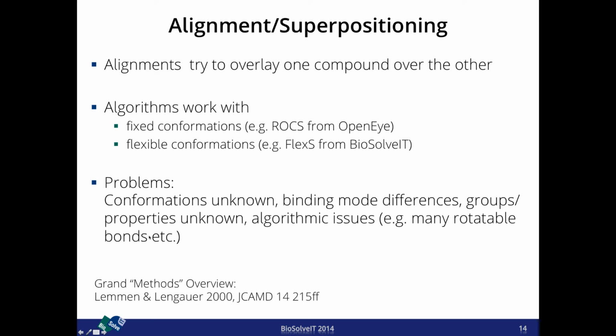Sometimes even groups or entire properties are unknown. There are certain algorithmic issues. Perhaps the algorithm is too slow for large numbers of molecules, and so on and so forth. There is a somewhat older but still nice and grand methods overview in the Journal of Computer-Aided Molecular Design from 2000 by Christian Lemmen and Thomas Lengauer. So if you would like to, feel free to dive into this review.